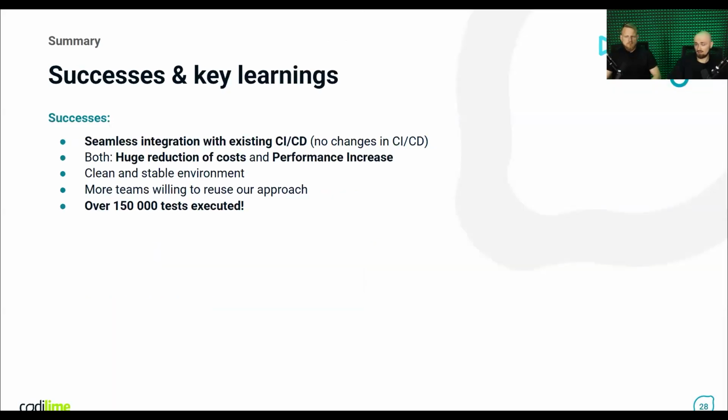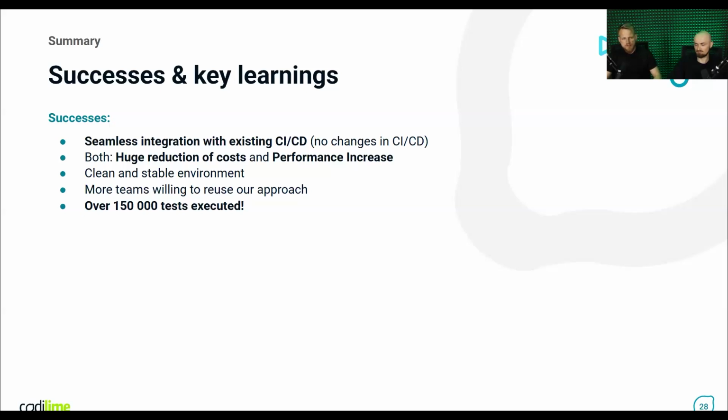In addition to the hard data, we would like to share other successes and other lessons learned from this project. First, seamless integration with existing CI/CD. Some users didn't even notice a difference in where their tests were running under the hood, other than the fact that the tests became more stable. Yeah, we achieved a significant cost reduction and better performance. At the same time, we created a clean and stable environment. Users wait less for test results and no longer deal with unexpected errors.